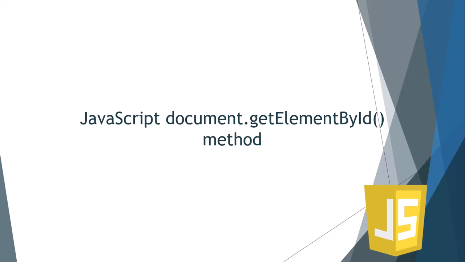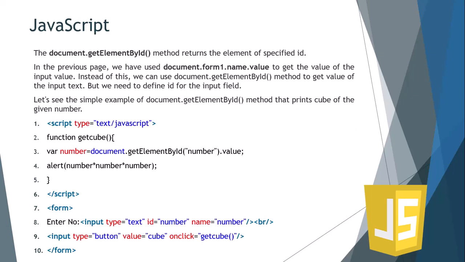Welcome back. In this tutorial, I'll be teaching you how you can get elements from the document using the document.getElementById method. Okay, so let's go now. The document.getElementById method returns the element of a specified ID.